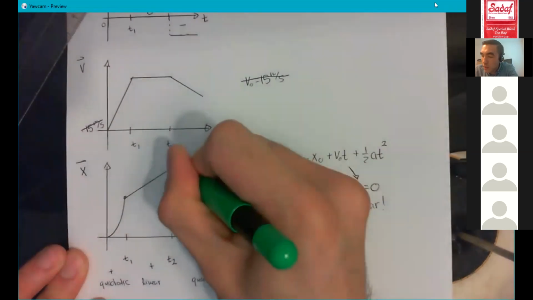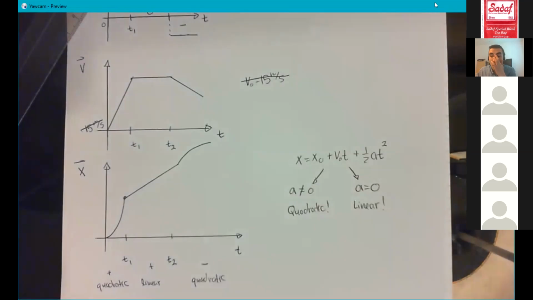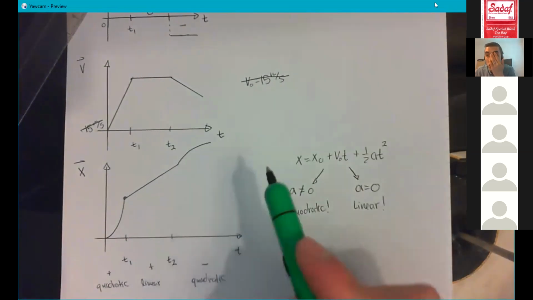So here's what it should look like. It'll be a negative quadratic, but it doesn't flatten out, because once we turn back, that means that, hey, we're starting to roll backwards now.